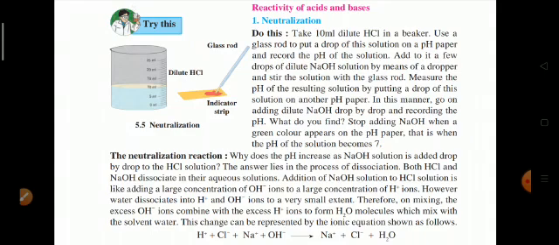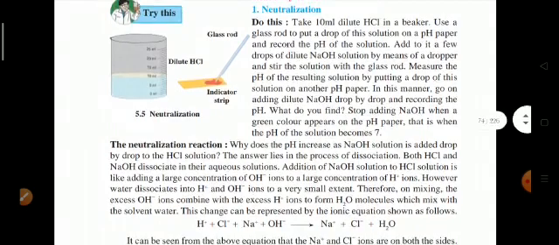As we had seen before, HCl is a strong acid, whereas NaOH is a strong base. Now you can see, when we add these things, what happens? However, water dissociates into H plus and OH minus ions to a very small extent. Therefore, when mixing, the excess OH minus ions combine with the excess H plus ions to form H2O molecules, which mix with the solvent water.